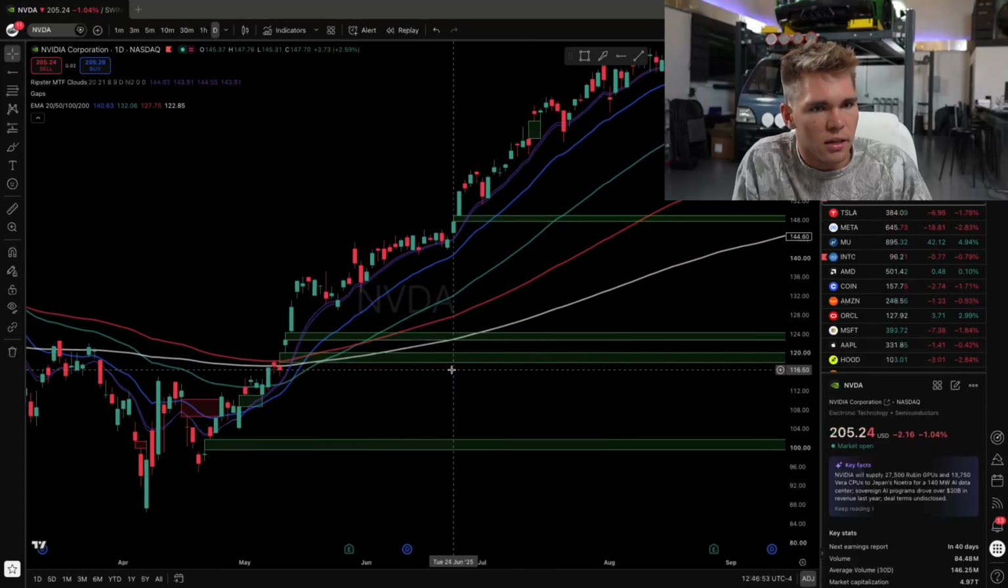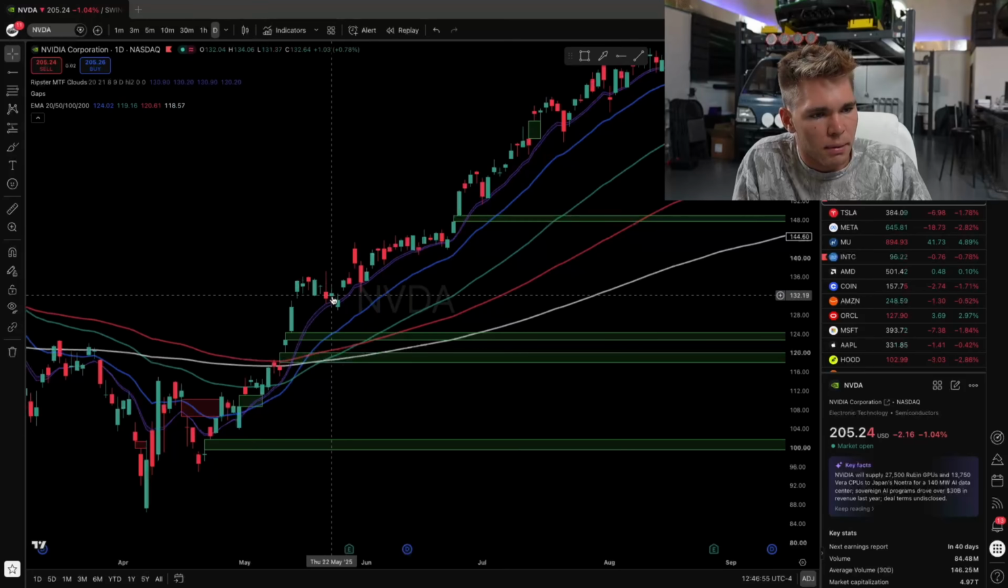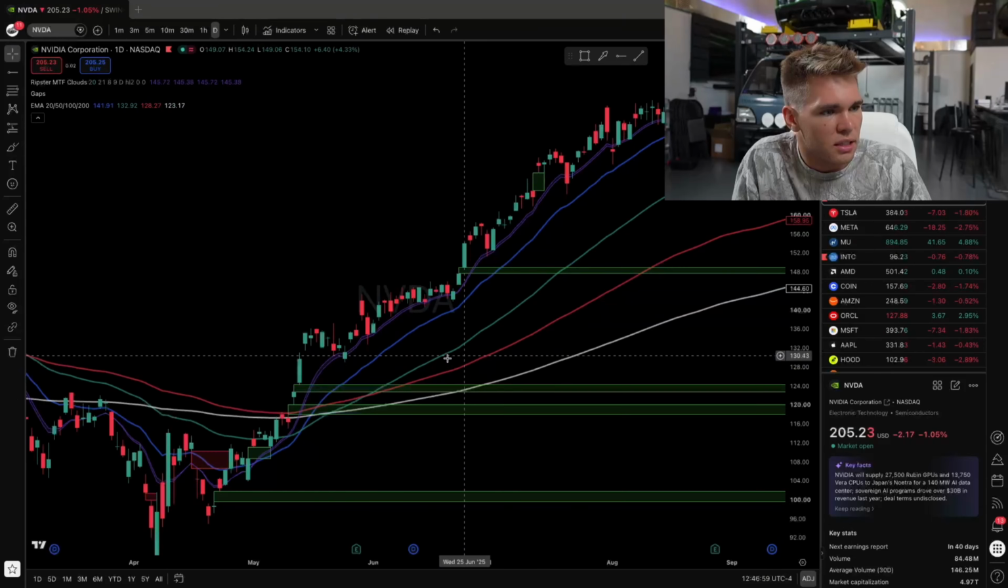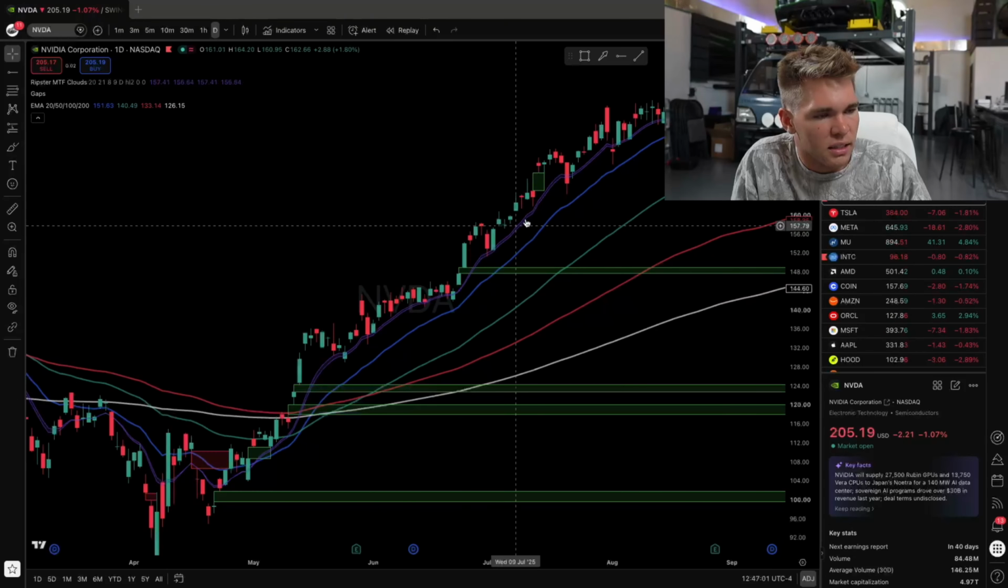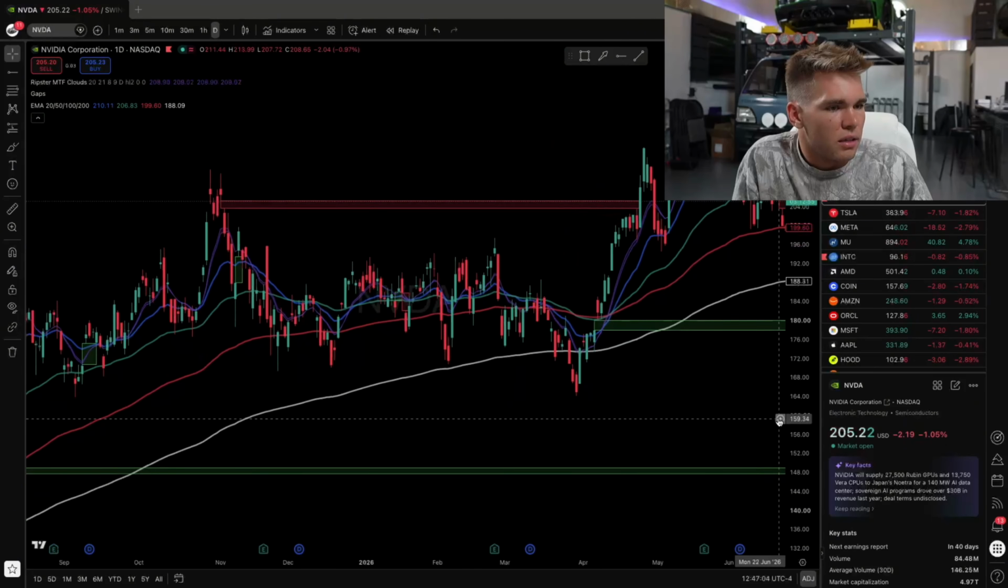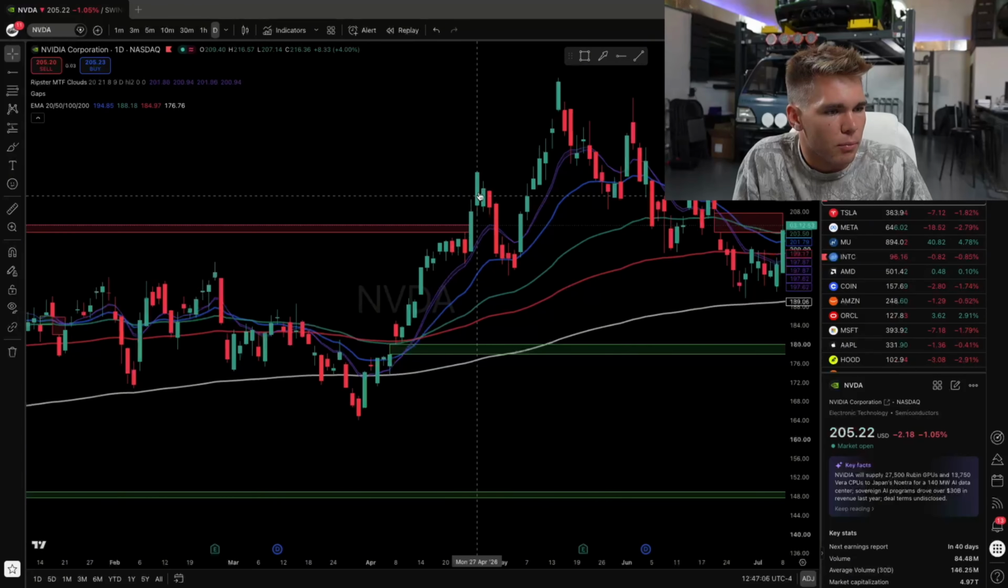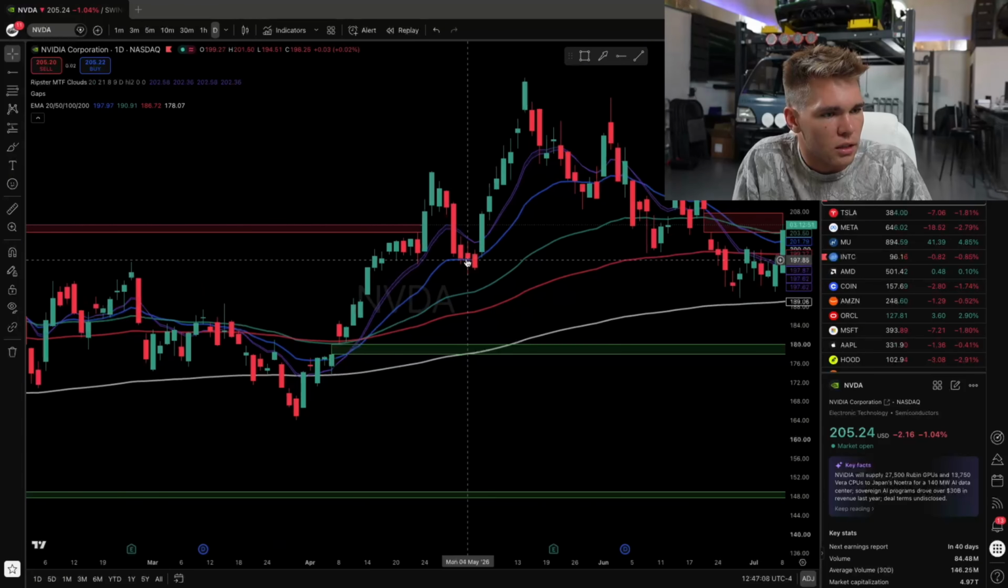So as you see right here, NVIDIA has a move up, comes back down to the 8 EMA, rejects off of it, continues to the upside. As you see, this was a beautiful trend. It was riding it the entire way. Let me find another example here. Price comes up, price comes back down to the 20, and holds it as support.